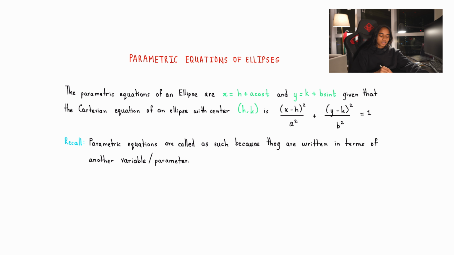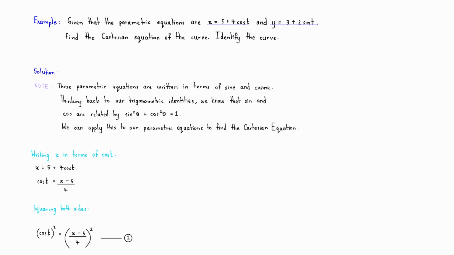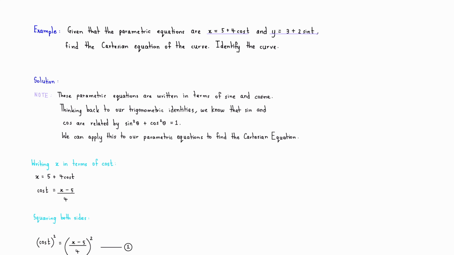Again, parametric equations are called as such because they are written in terms of other variables or parameters. This is an example of how parametric equations might be involved in a question on the test. This example states that given that the parametric equations are x is equal to 5 plus 4 cos t and y is equal to 3 plus 2 sin t, find the Cartesian equation of the curve. So what do we notice about these equations? One has cos t and one has sin t.